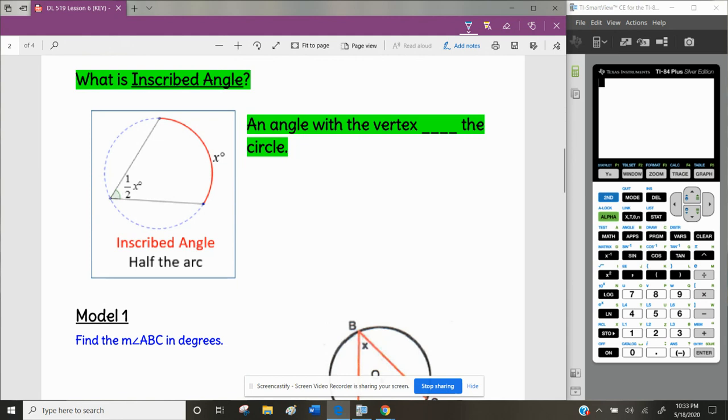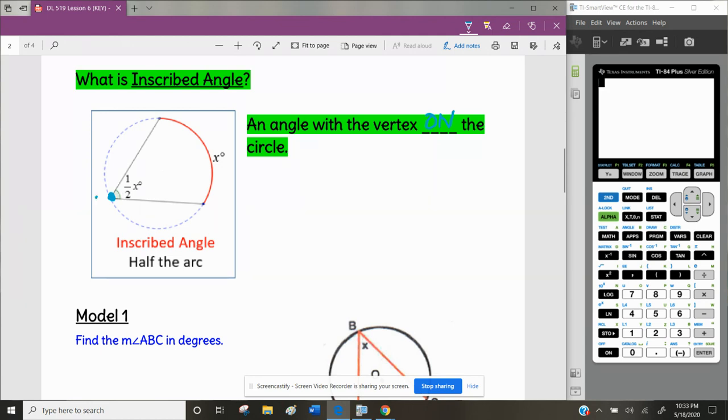In this lesson, we're going to talk about what is an inscribed angle. So this is an angle with a vertex on the circle. So here's the vertex. It's on the circumference or on the curve of the circle. It's not in the circle. It's not on the center. It's on the circumference or on the curve of the circle.